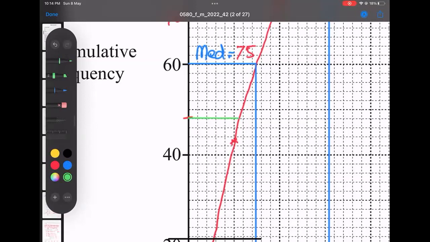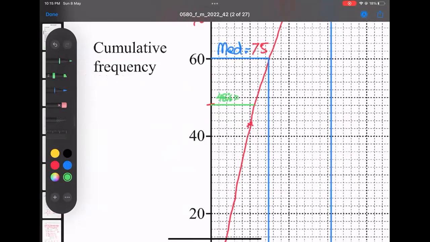Okay. Now this is coming what? 48%. So I'll come down from there.